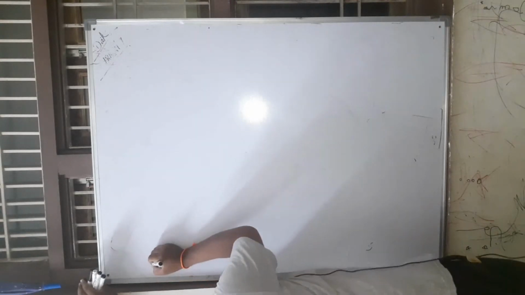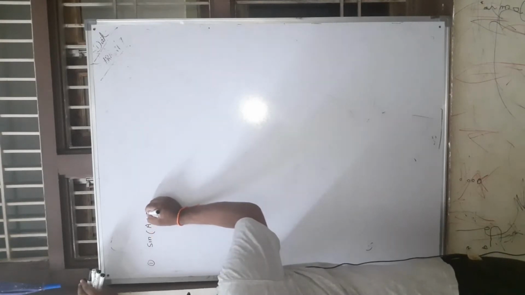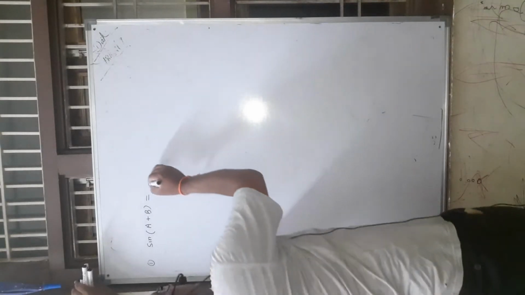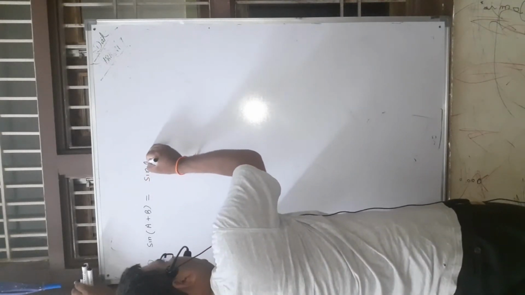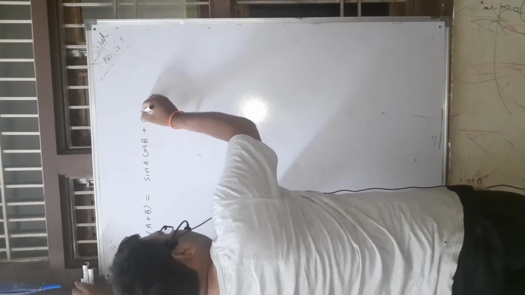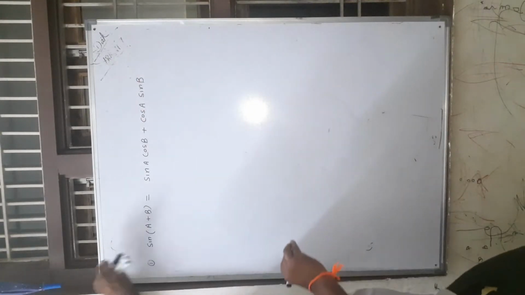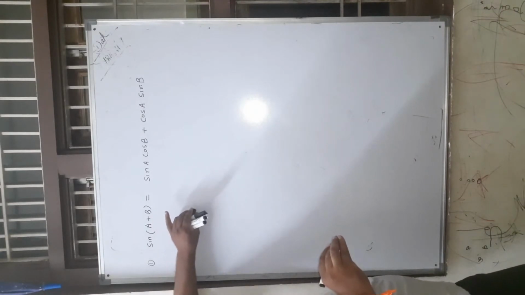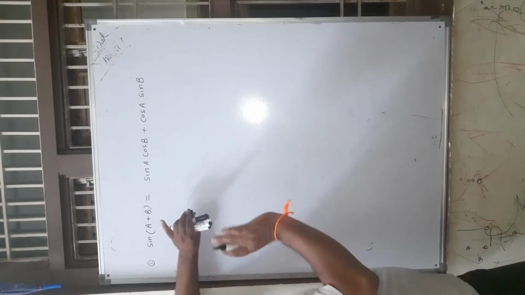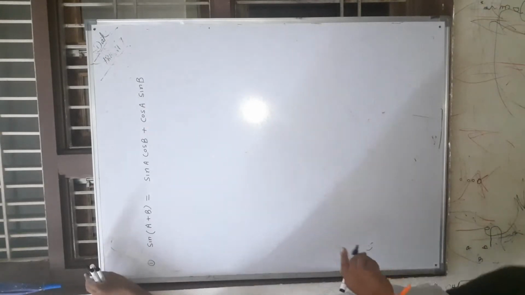So the first formula is sin(A plus B). Sin(A plus B) is equal to sin A cos B plus cos A sin B. Remember this formula according to physics: sin(A plus B) equals sin A cos B plus cos A sin B.